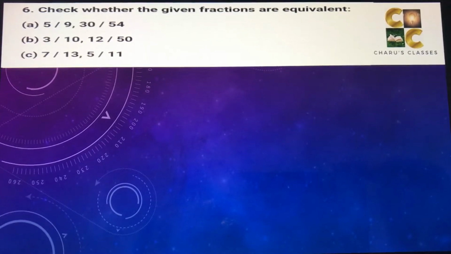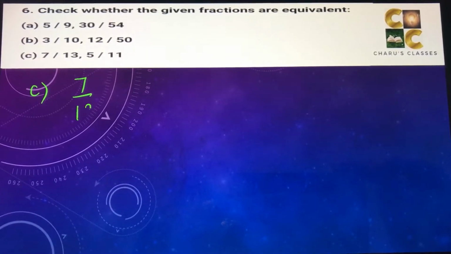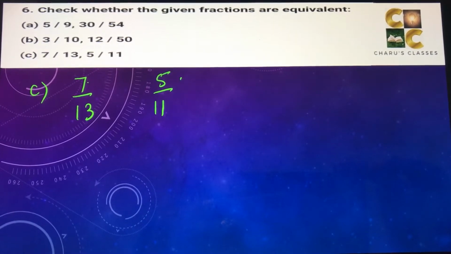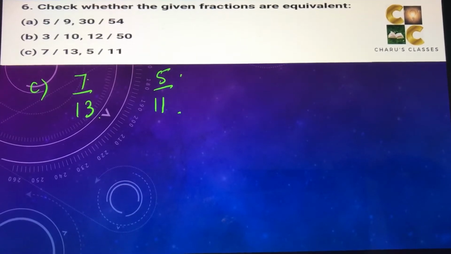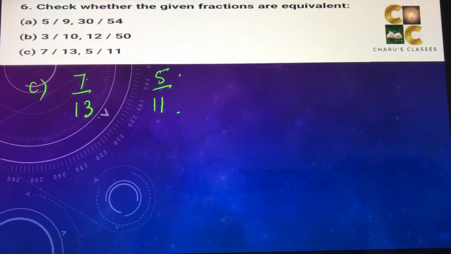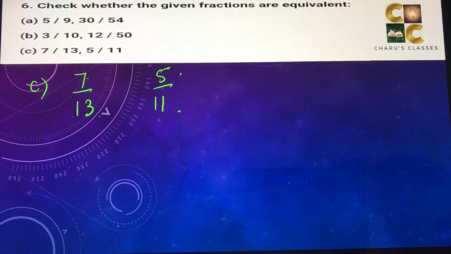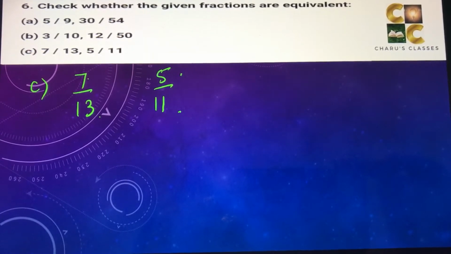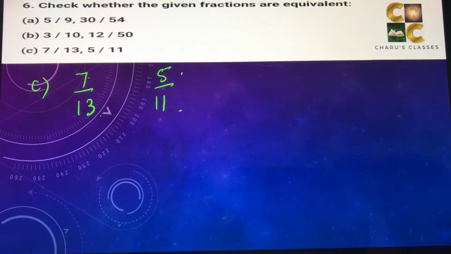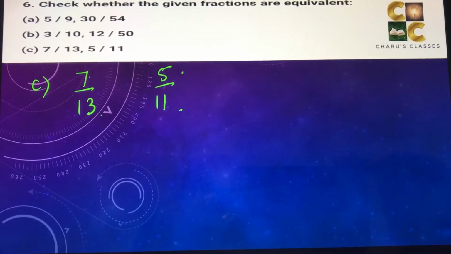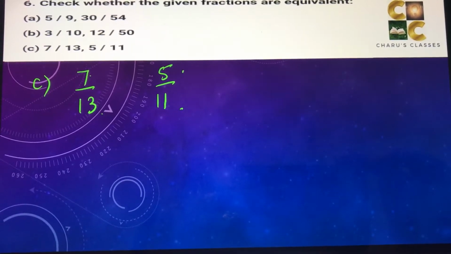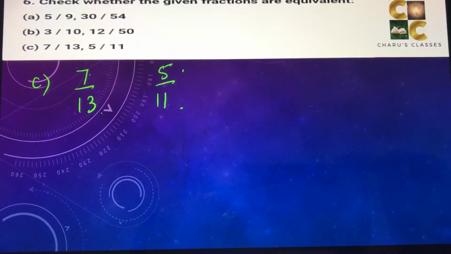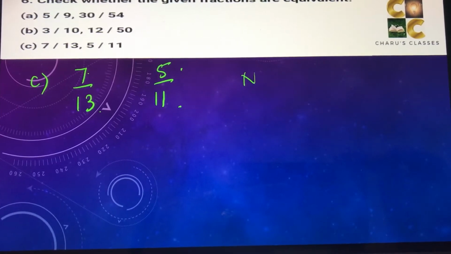C part, 7 by 13 and 5 by 11. यहाँ पे 7 5 से बड़ा है, 13 भी यहाँ पे 11 से बड़ा है. So we have to find a number जिससे हम डिवाइड करें तो हमें ये नंबर मिल जाए. But 7 को किसी से भी डिवाइड करने से, because 7 is a prime number, it comes only in 1 and 7 table. Same way for 13. तो 7 by 13 को हम किसी भी तरीके से 5 by 11 नहीं बना सकते हैं. So these are not equivalent fractions.